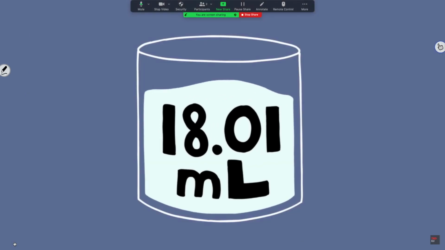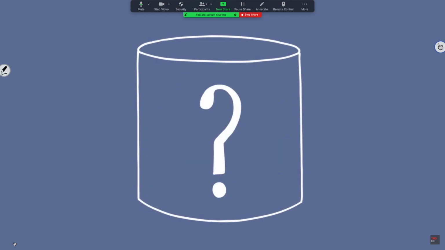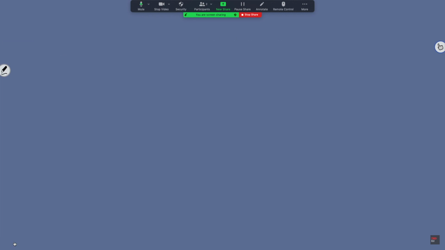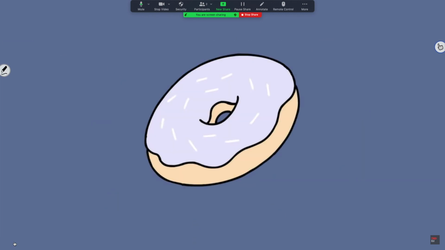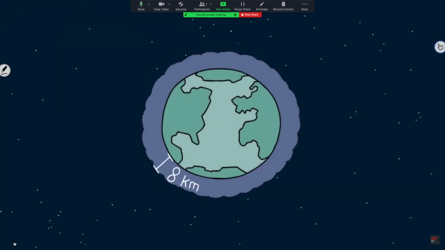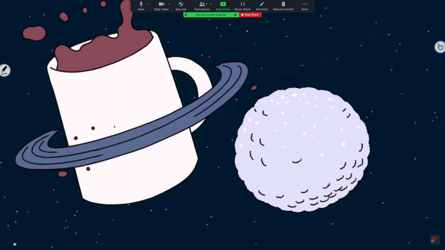Remember our 18.01 milliliters of water? Well, that's a mole of water. But how much is that? Exactly what does 602 sextillion look like? Maybe this will help. Exchange the water particles for donuts. If you had a mole of donuts, it would cover the entire Earth to a depth of 8 kilometers, which is about 5 miles. You really need a lot of coffee for that.